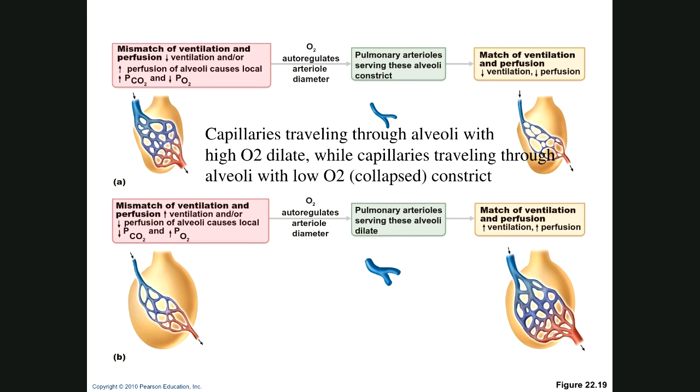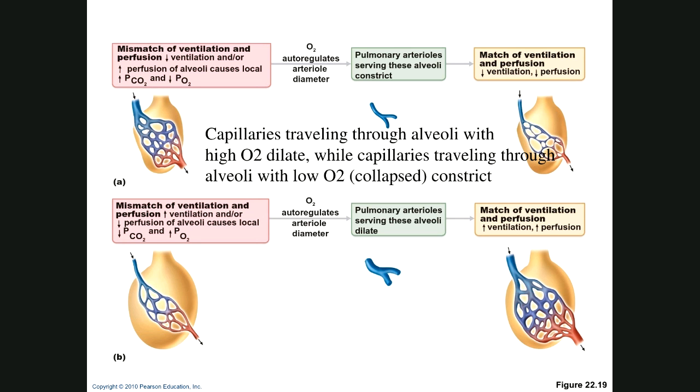All right, so the way this is going to work is perfusion, circulation of blood, is going to be diverted towards those alveoli that have more oxygen and away from the alveoli that have less oxygen. And again, that should make sense. Why waste time going to an alveolus that has no oxygen if there's nothing to pick up?